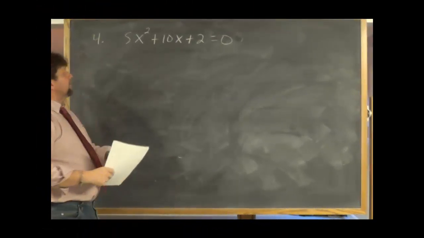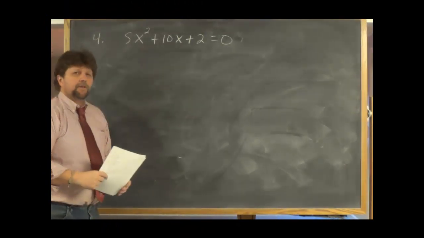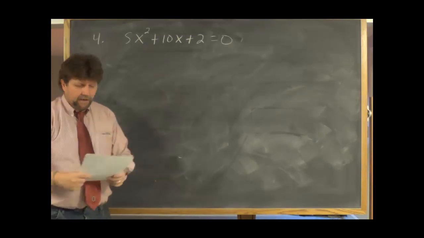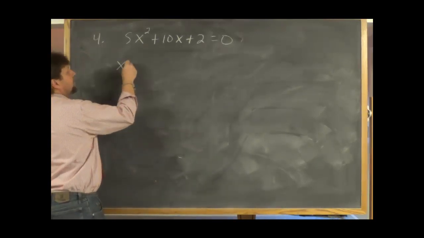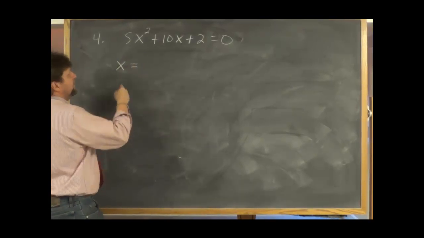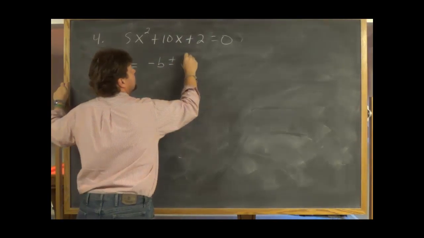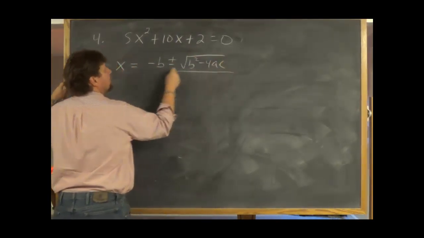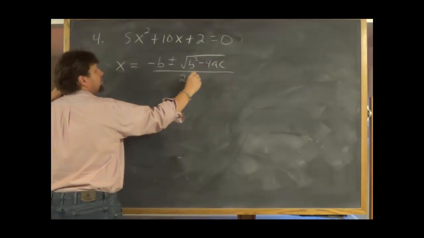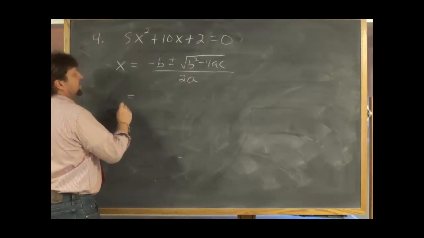Hey folks, here in number 4, you were asked to use the quadratic formula to solve this quadratic equation. So if we do that using the quadratic formula, remember that the quadratic formula is x equals the opposite of b plus or minus the square root of b squared minus 4ac, all of that over 2a. And it's just a matter of substituting in.